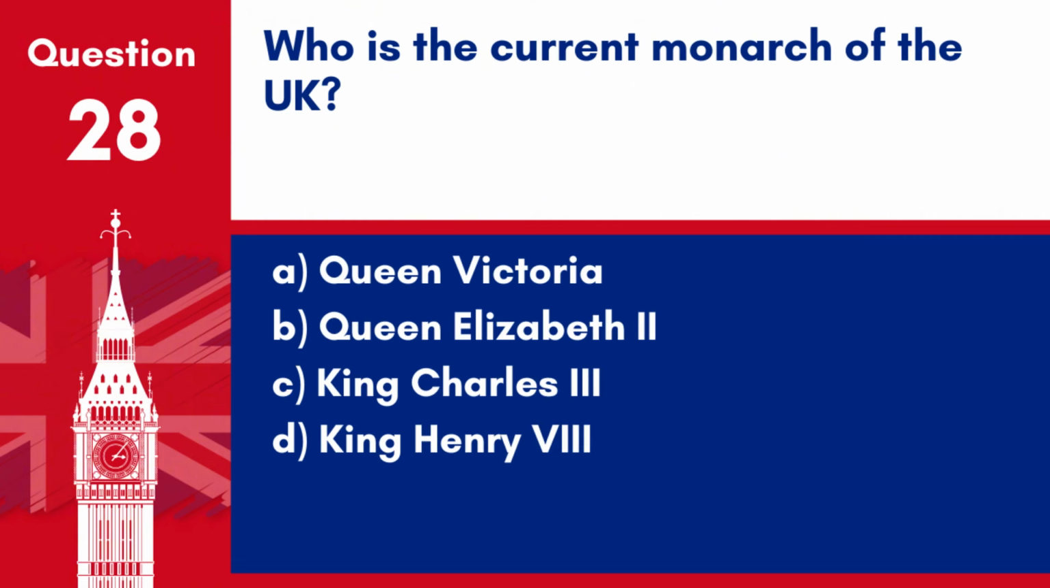Question 28. Who is the current monarch of the UK? A. Queen Victoria. B. Queen Elizabeth II. C. King Charles III. D. King Henry VIII.